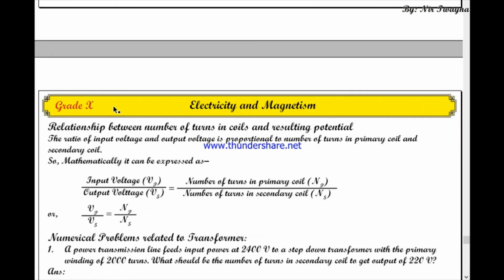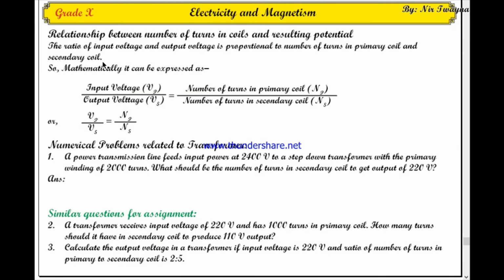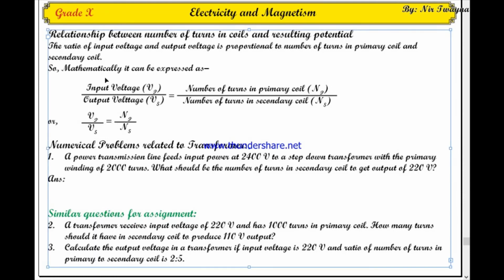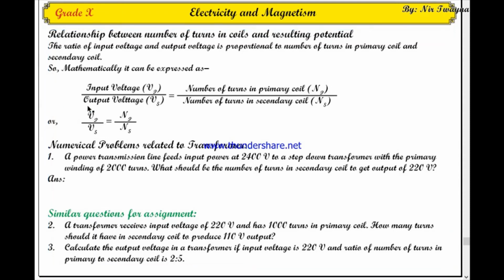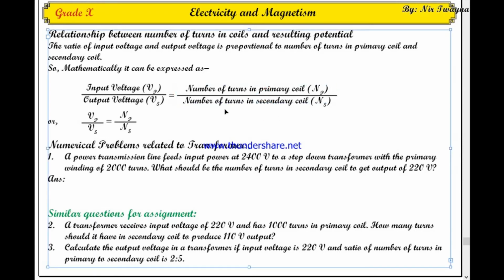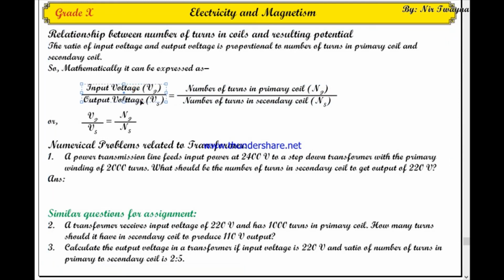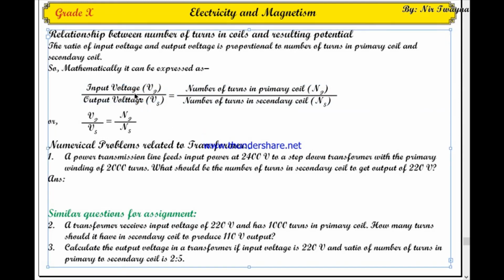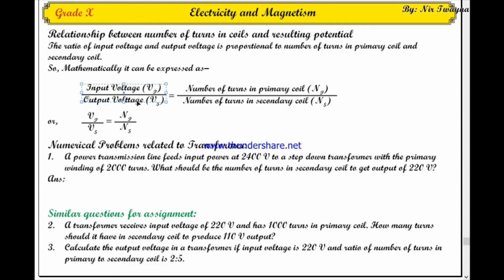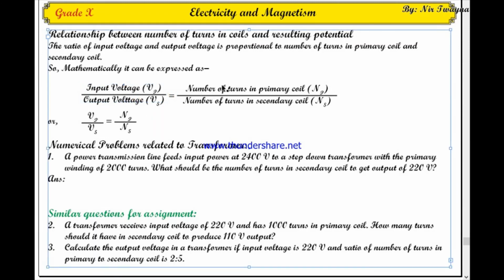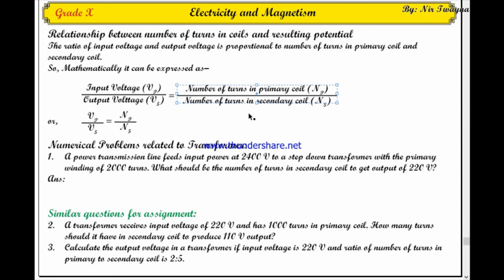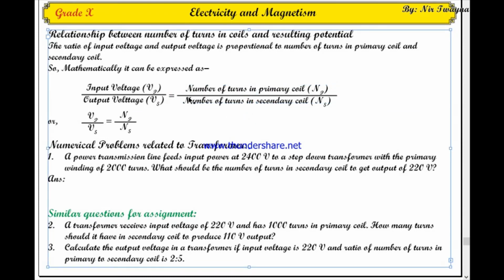Now the last thing we have to do for today is numerical, and for doing numerical you need a relationship between number of turns in coils and resulting potential. As I already told you, how many number of turns are needed in primary coil and secondary coil is dependent on ratio of input voltage and output voltage. Because the ratio of input voltage to output voltage is proportional to number of turns in primary coil and secondary coil. It says proportional, does not say equal.